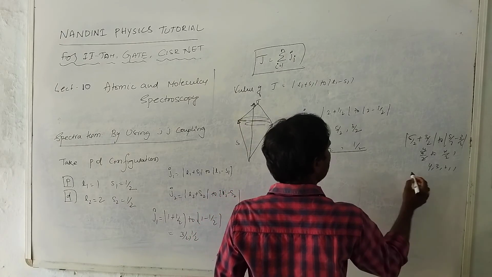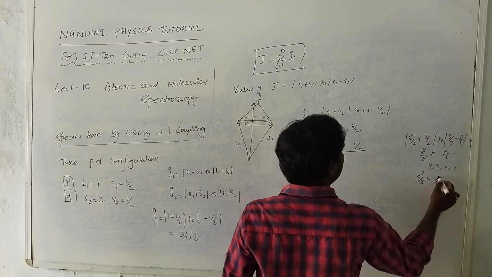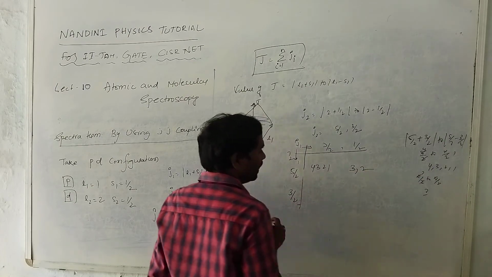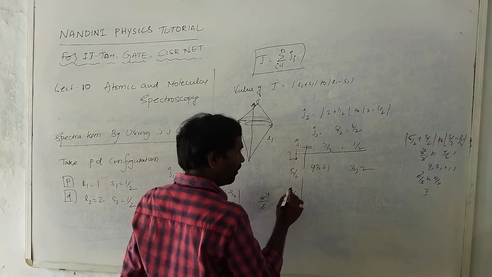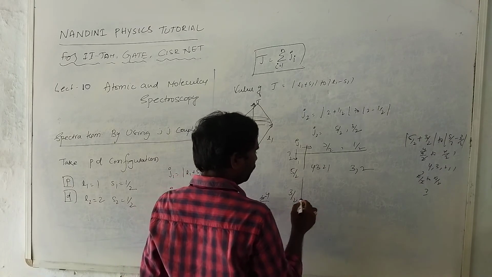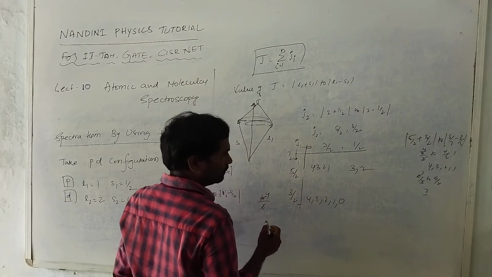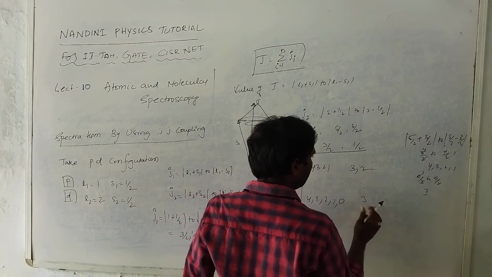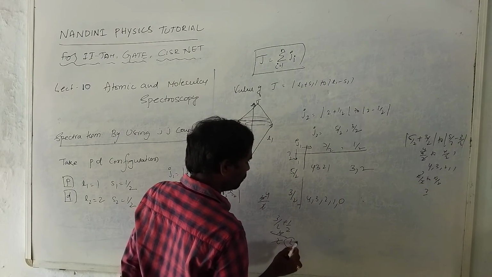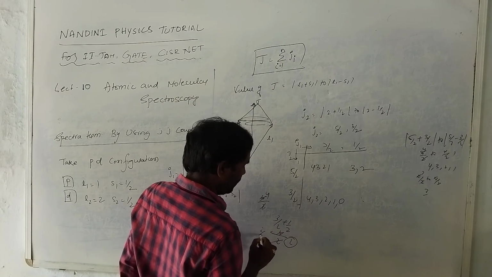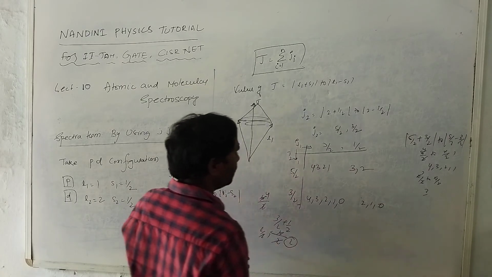Similarly, 1 by 2 with 5 by 2 gives 6 by 2 to 4 by 2, so this is 3, 2. And similarly 3 by 2 with 3 by 2 gives 6 by 2 down to 3 by 2 minus 3 by 2, which is 0. So 4, 3, 2, 1, 0. And 3 by 2 plus 1 by 2 is 4 by 2, down to minus 2 by 2, 1. So 2, 1, 0. These are the spectral terms.